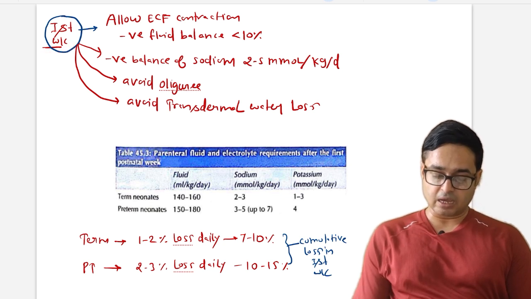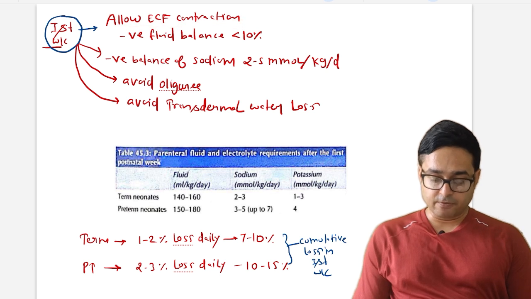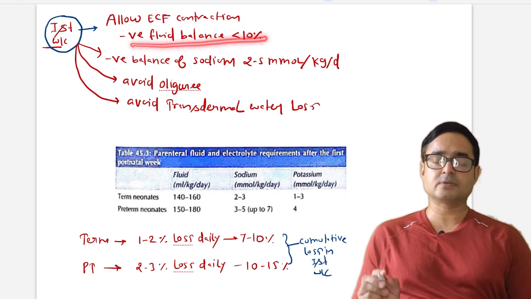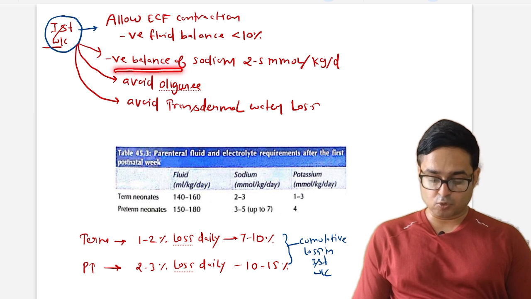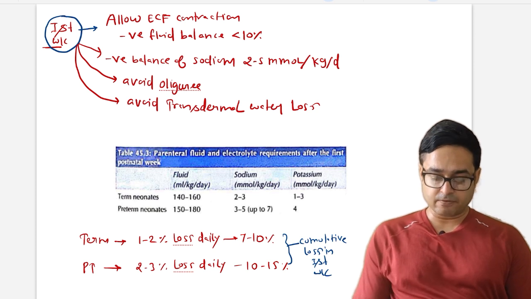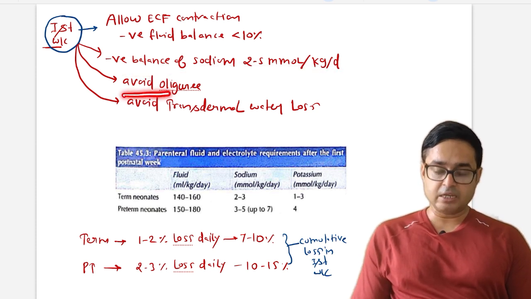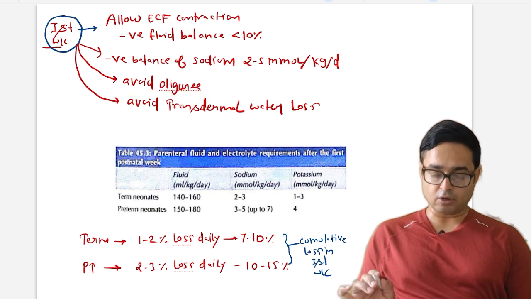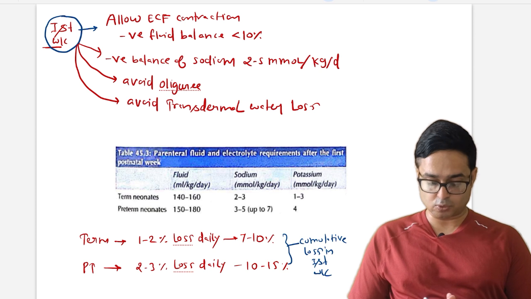In the first week, it allows ECF contraction. Negative fluid balance of less than 10% occurs in this phase. Also, negative balance of sodium, 2 to 5 millimole per kg per day. As we discussed earlier, negative balance of sodium also occurs. Avoid oliguria in this phase. You have to avoid transdermal water losses, as we discussed.